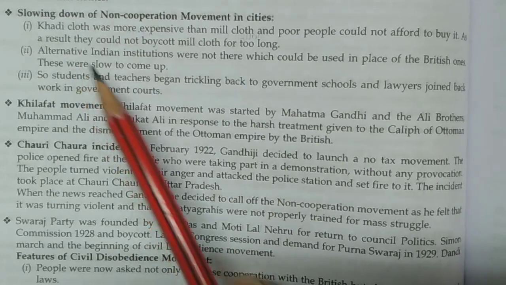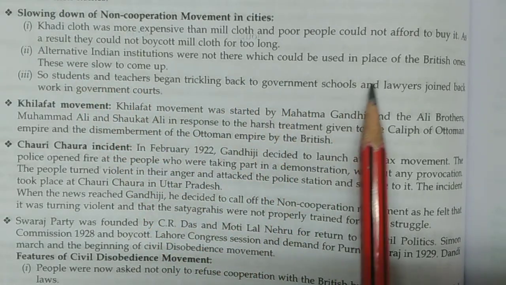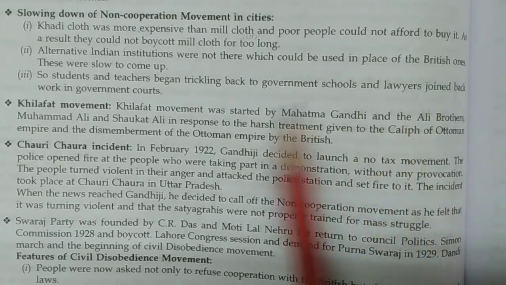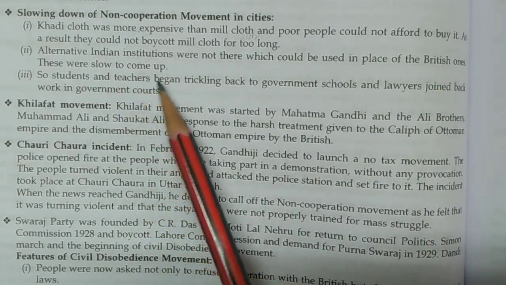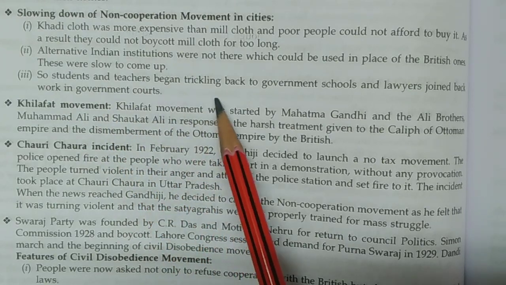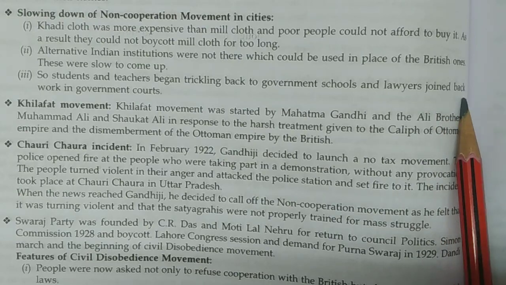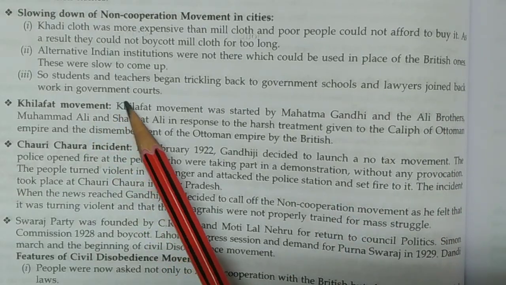Second, alternative Indian institutions were not there which could be used in place of British ones. These were slow to come up. Third, students and teachers began trickling back to government schools and lawyers joined back work in government courts.